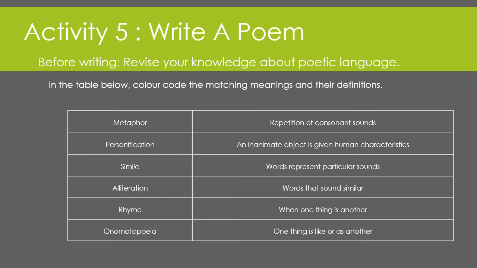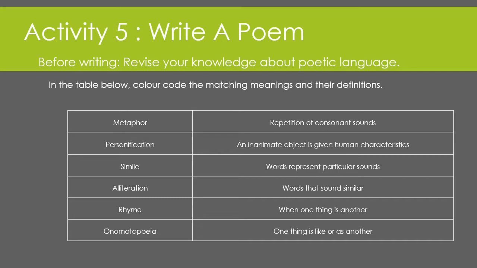Please keep in mind that the way I'm going to read it is not the answers. I'm just going to be reading from left to right. So metaphor, repetition of consonant sounds. Personification, an inanimate object is given human characteristics. Simile, words represent particular sounds. Alliteration, words that sound similar. Rhyme, when one thing is another. Onomatopoeia, one thing is like or as another.